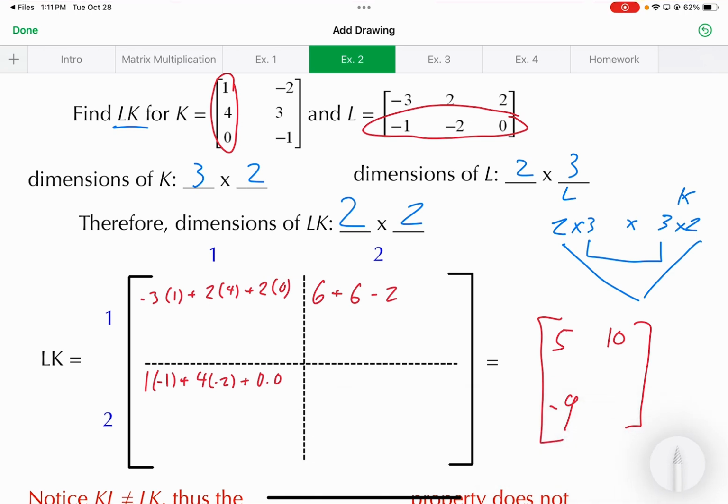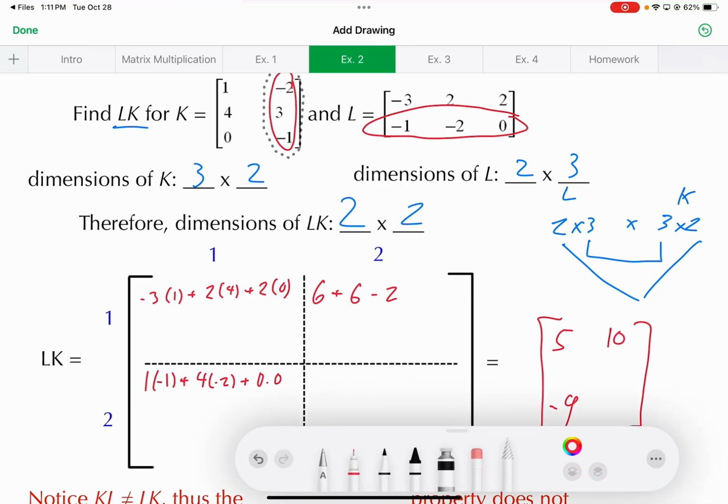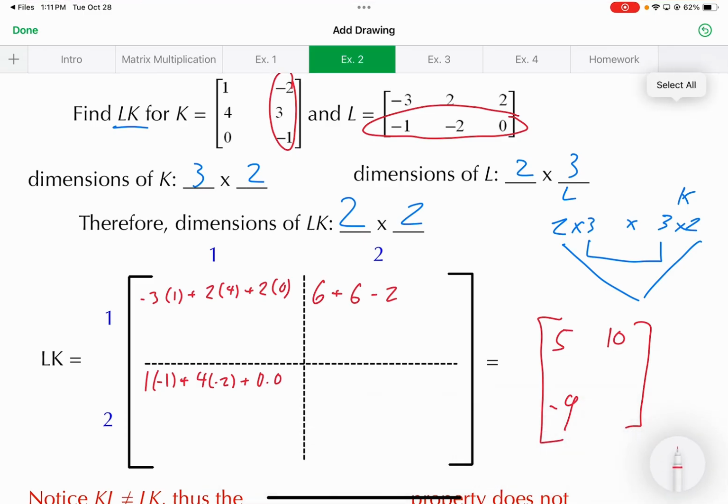And then last but not least, we need the bottom right. So I need to move my column over to the right column, still on the bottom. So 2 times -2 times -1 is going to give me 2, plus 3 times -2 is going to give me -6, plus -1 times 0 is going to give me 0. So I would get -4. Did I make another mistake? No, it's good. Okay.